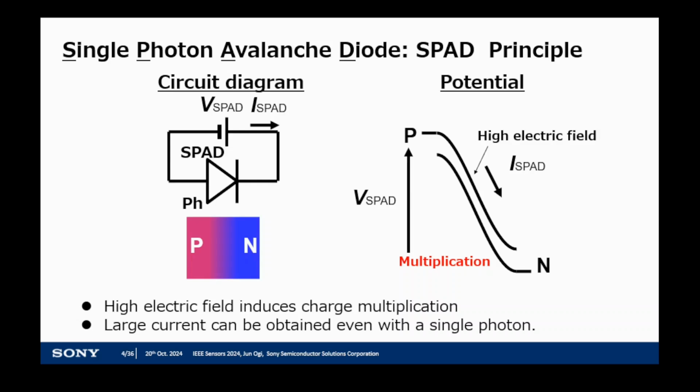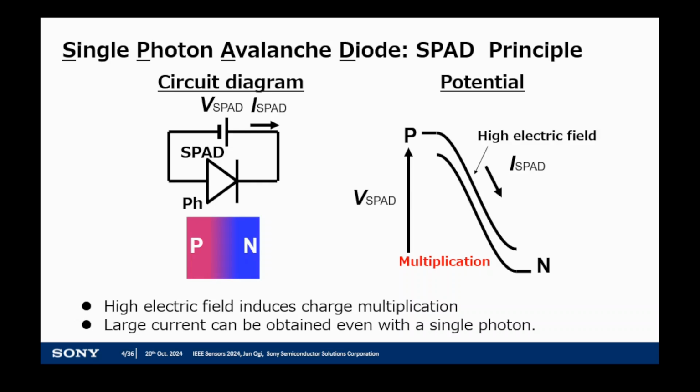Okay, first I would like to explain the very principle and the working operation of the SPAD. I think that many people in this room know this, but I have prepared this slide, so I explain this. SPAD is an abbreviation of single photon avalanche diode, which can detect single photons through charge multiplication. This illustrates the simple circuit diagram for SPAD.